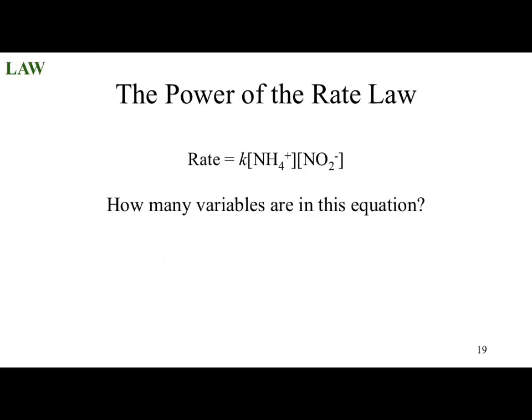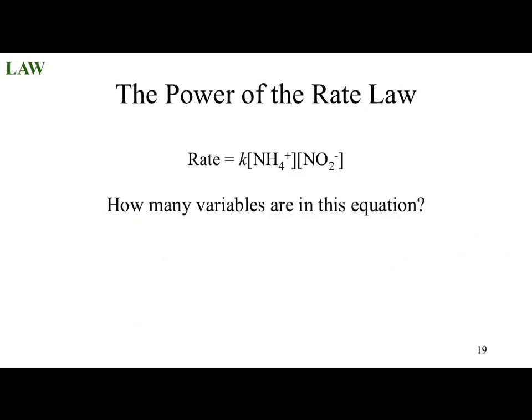Why is this equation now helpful? What information can we pull from this? How many variables are there? We've got 4 different things in there. We've got a rate, a rate constant, our ammonia, and our nitrite concentration. The fun thing with that equation is if I wanted to solve for one of those variables, what would I need? I need the other three.